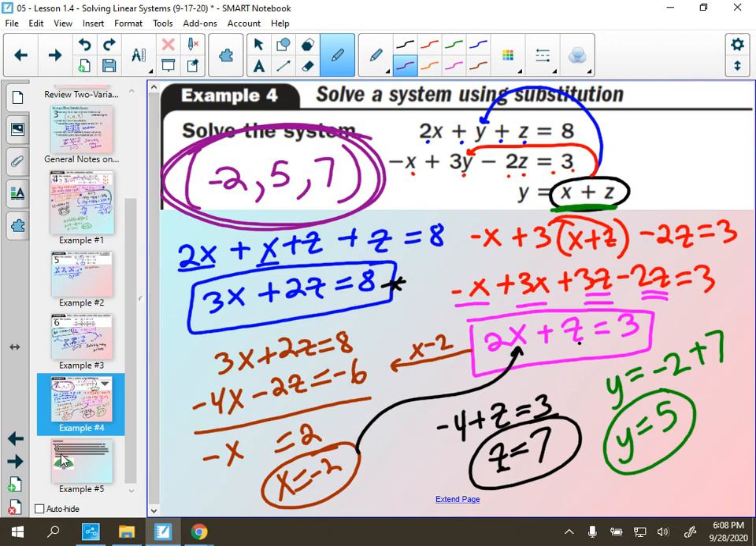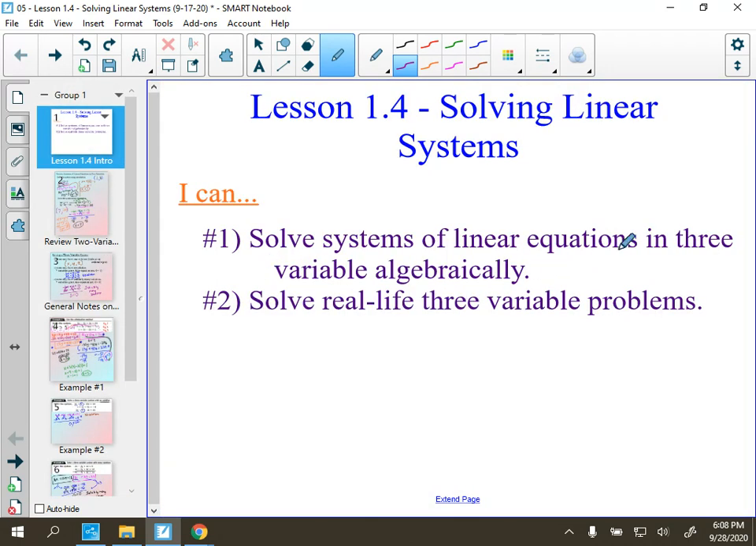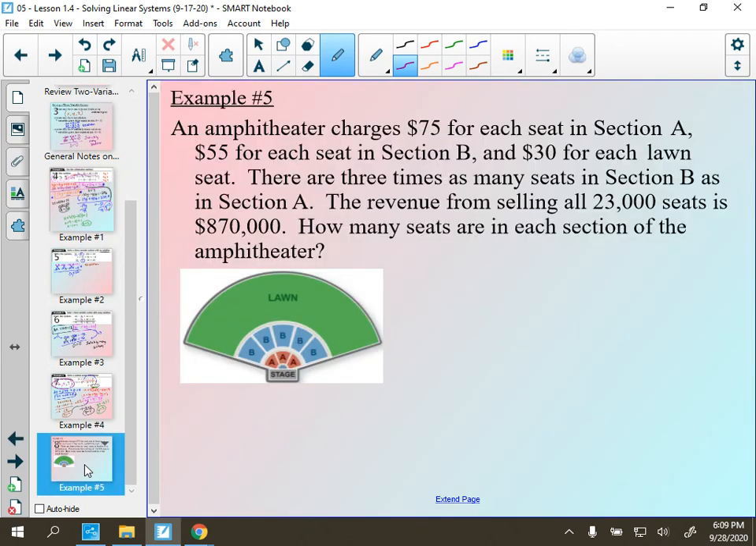All right, last one. Let's get to that. I think we can definitely check off our solve systems in 3 variables algebraically. We looked at several methods: 2 variable, 3 variable, elimination, substitution, no solution, infinite solutions. Let's just look at one real life kind of situational one.